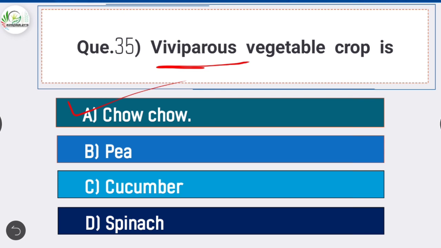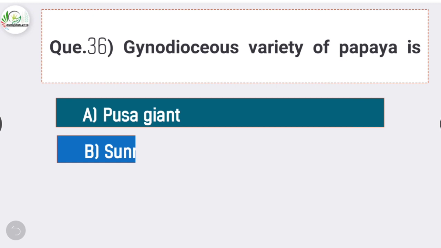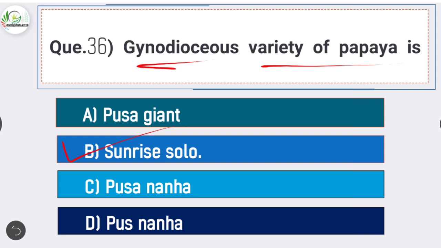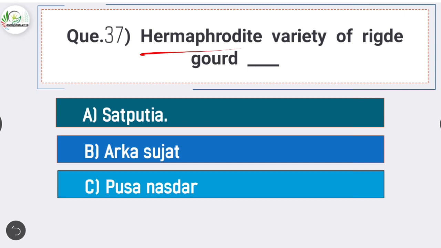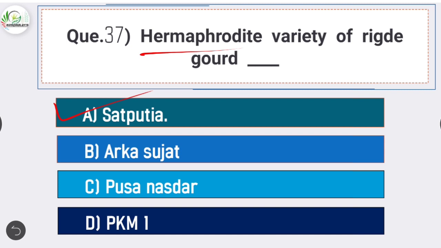Question number 36. Gynodioecious variety of papaya is? Answer is option B, Sunrise Solo. Gynodioecious variety of papaya is Sunrise Solo. Question number 37. Hermaphrodite variety of ridge gourd is? Answer is option A, Satputia. Hermaphrodite variety of ridge gourd is Satputia.